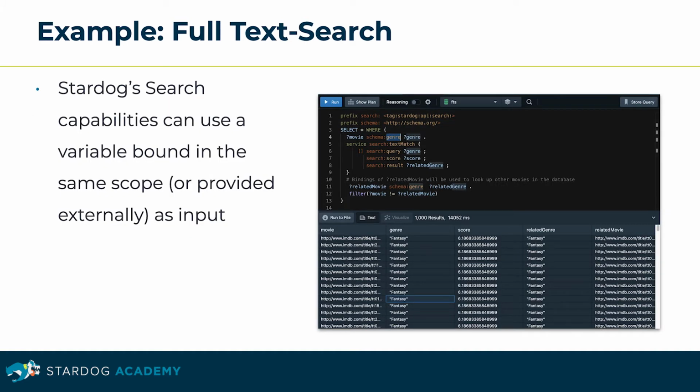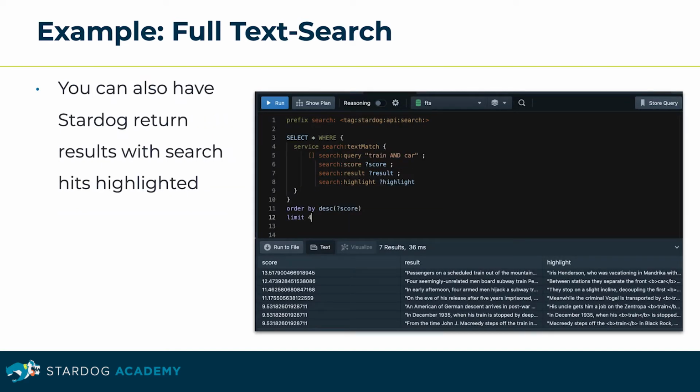Stardog's search capabilities can use a variable bound in the same scope or provided externally as input. In the example query on the right, we see that the genre variable is used as our query with the service form of search. You can also have Stardog return results with search hits highlighted. This could be for use in a web application or web page displaying the search results. This concludes the section on full text search.